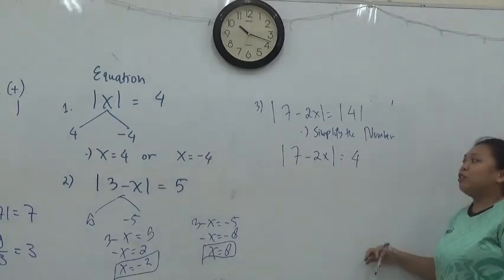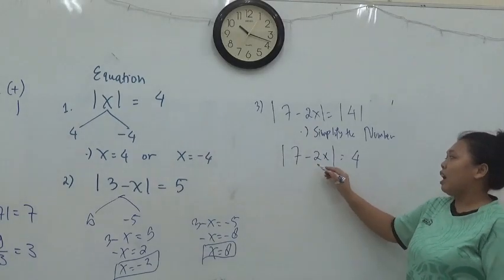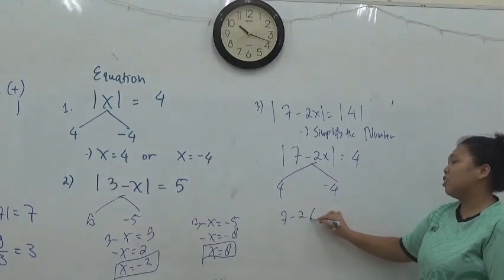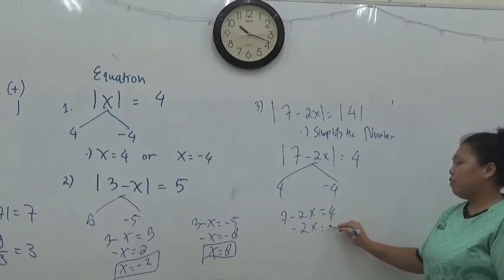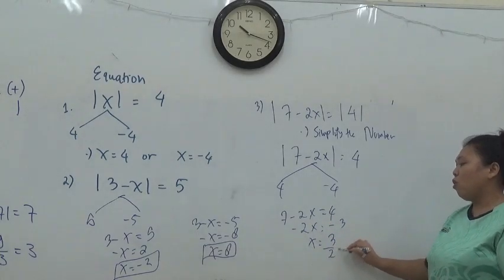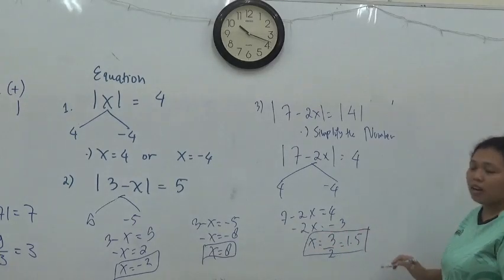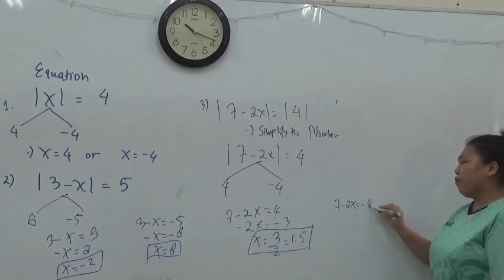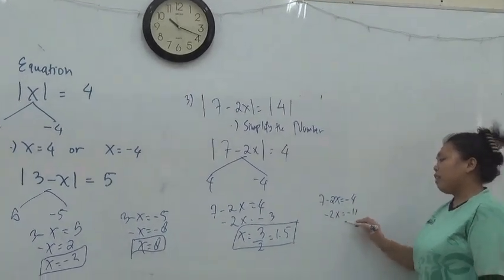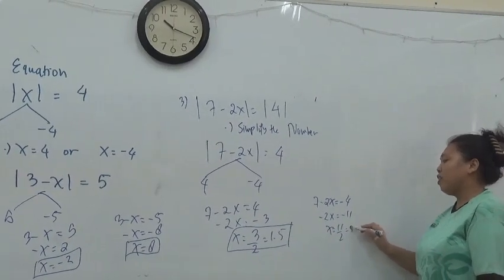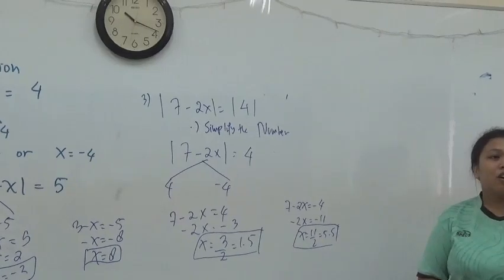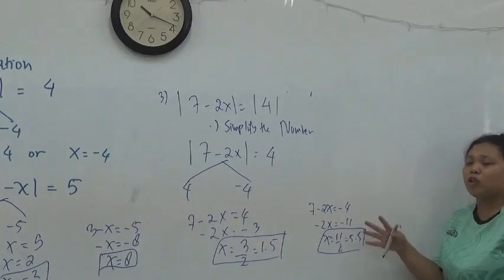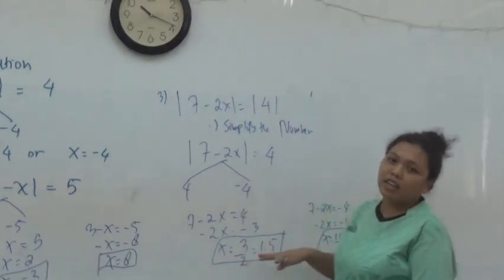So, what are the possible values of the one inside the bracket? Either 4 or negative 4. So, 7 minus 2x equals 4, minus 2x equals negative 3, x equals 3 out of 2 or 1.5, and then you put it in a box. The second possible value is 7 minus 2x equals negative 4, negative 2x equals negative 11, x equals 11 out of 2 or 5.5. Done. So now you have collected two possible values of x, which are 1.5 or 5.5. You can put your answer either in fraction or in decimal form.